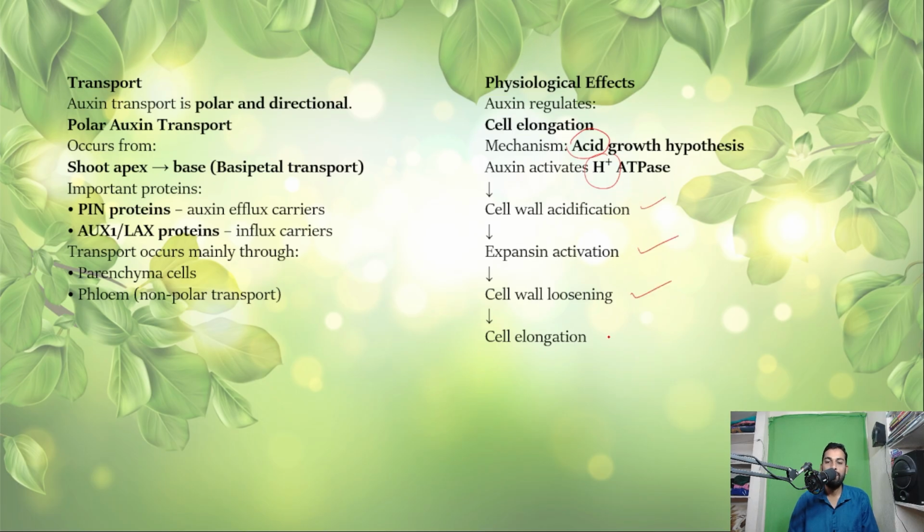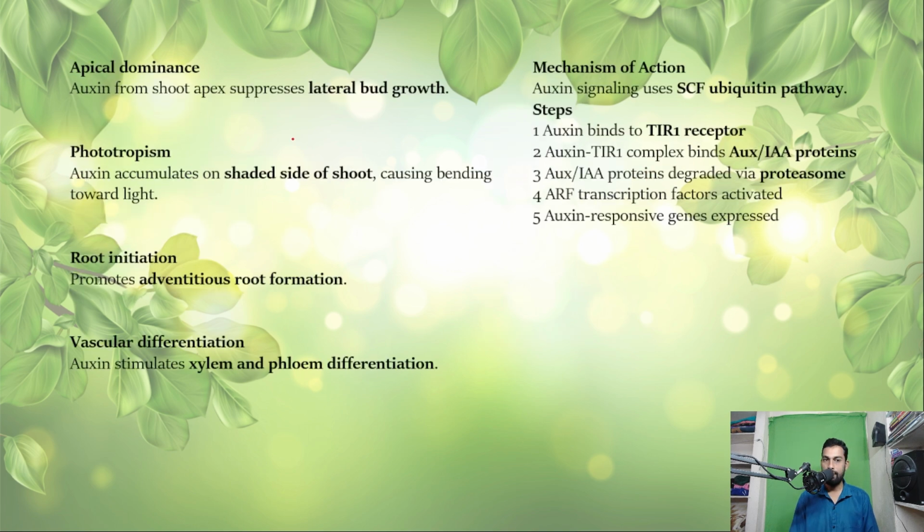Now cell elongation happens. So what is happening here? First, acid is synthesizing, that means protons are increasing. Due to that acid, cell wall size is increasing. So cell elongation is happening. These are the functions of auxin. The first one is apical dominance. It promotes the growth of the tip of the plant. So it suppresses the growth of lateral buds. So it only promotes the growth of the top area.